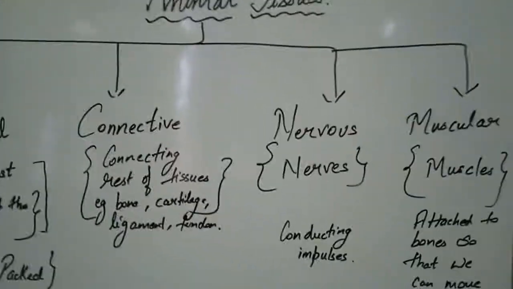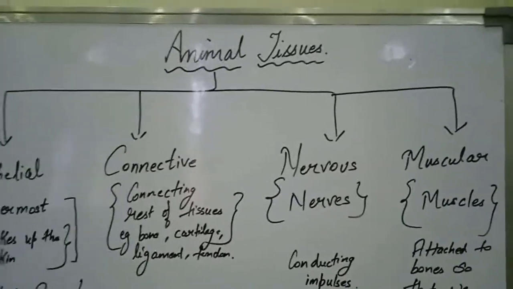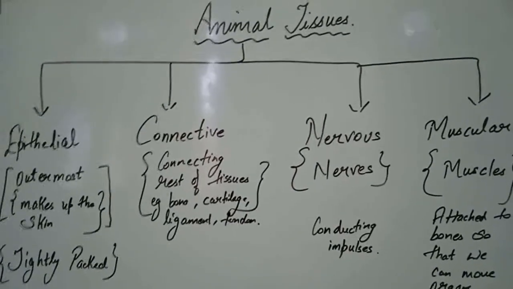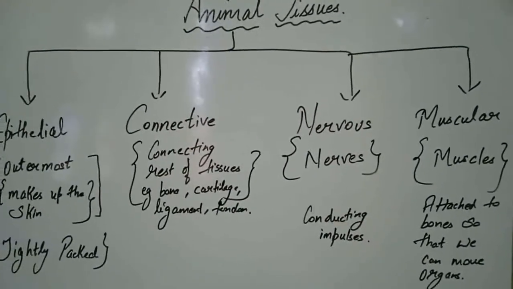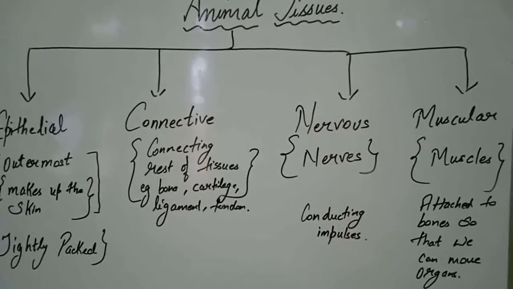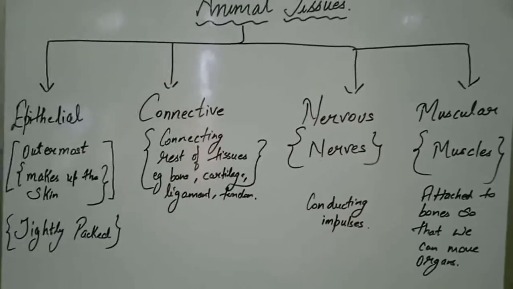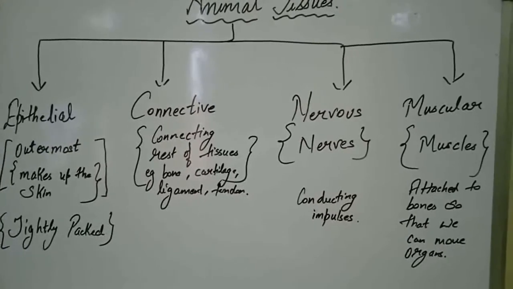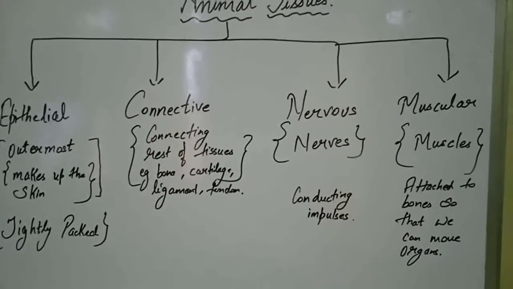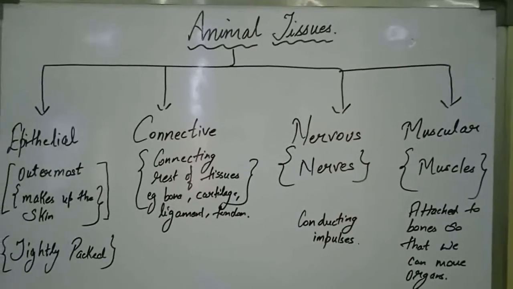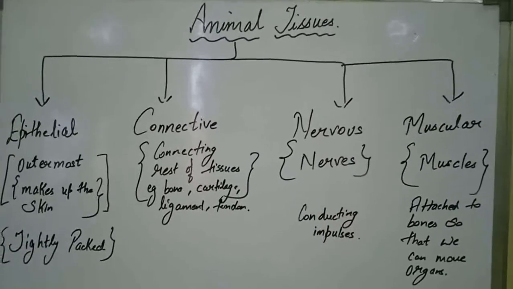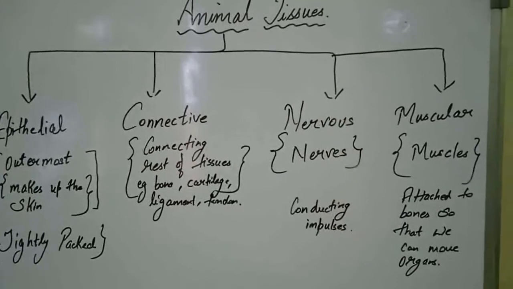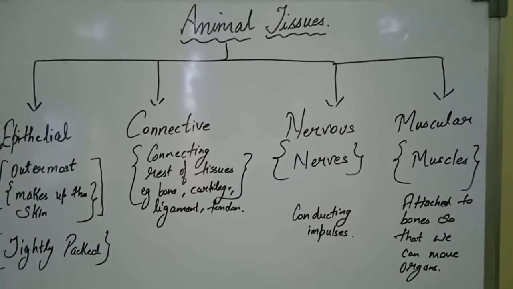In animals also, different cells are organized together to form tissues to perform some similar functions. So they are divided into 4 categories. They are of 4 types. The 4 types are epithelial, connective, nervous and muscular. So the 4 types of animal tissues are epithelial tissue, connective tissue, nervous tissue and muscular tissue.